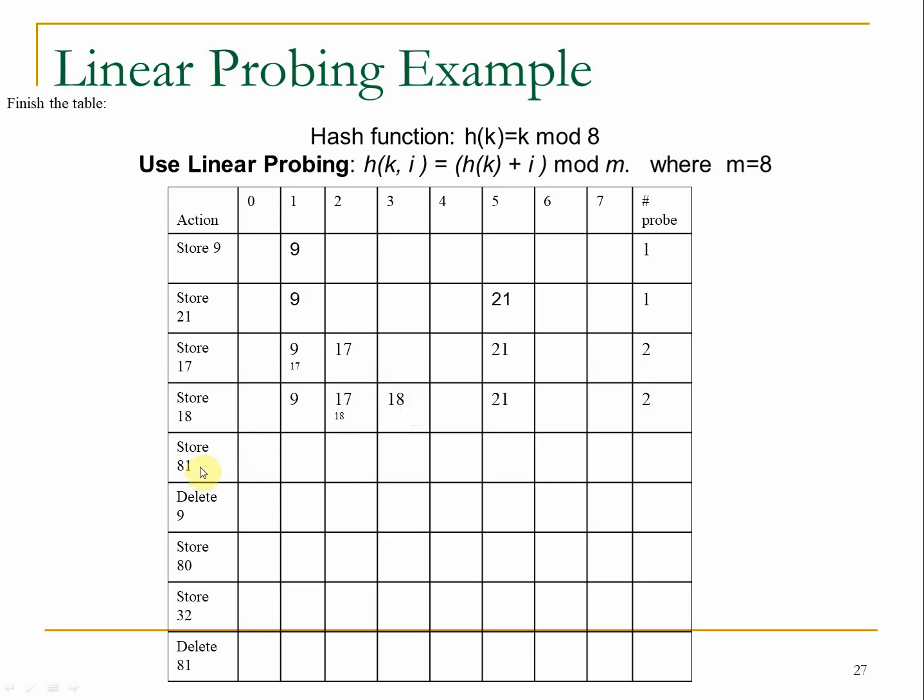Now I want you to think about this. When I try to store the value of 81, 81 mod 8 equals 1. The home position would be the index of 1. It is occupied, so you look into the next location. It is occupied as well, look into the next location, occupied, look into the next location, and therefore 81 will appear over here. And of course, number of probing equals 4.